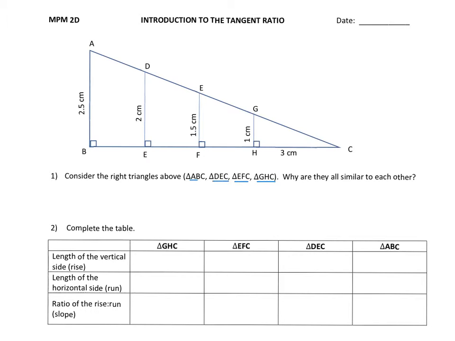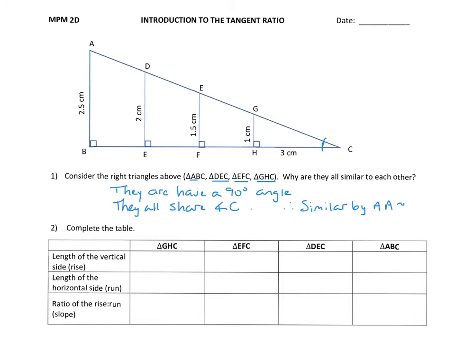Well, right away I'm seeing that all of them include a 90-degree angle in the bottom corner. They also all share angle C. That is common to them. So that angle would be the same for all of the triangles. So by angle, we know that those triangles have a similar shape to one another. Make sure you include the reasons, so we know that it's similar by angle similarity.